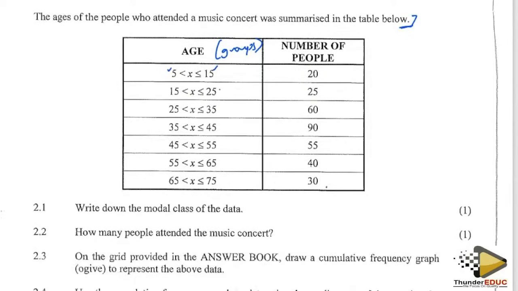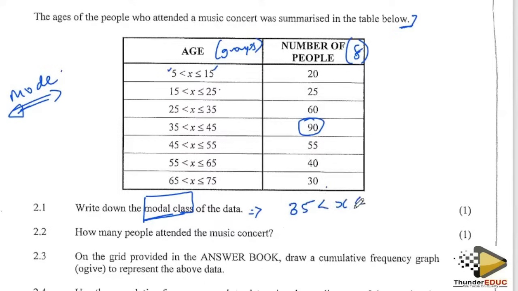Then the question is asking us to determine the modal class of the data. Remember, modal comes from the word mode, and we know that mode is the data that appears the most. So when they talk of a modal class, they want us to get the class that has the highest representation or the highest frequency, because this is our frequency. When I look at all this, 90 is the biggest representation. So we're going to have 35 < x ≤ 45, and that would be our 2.1.